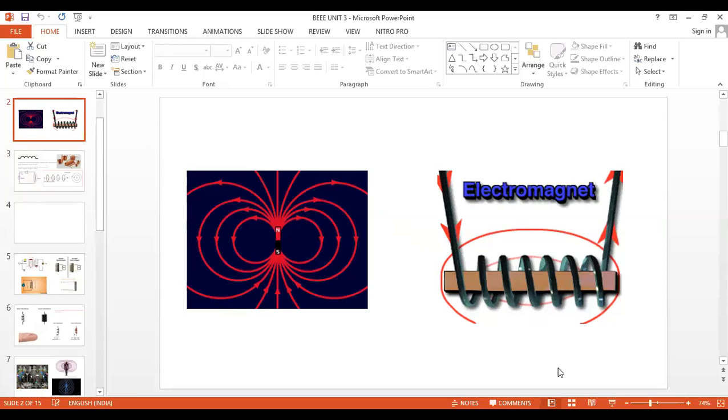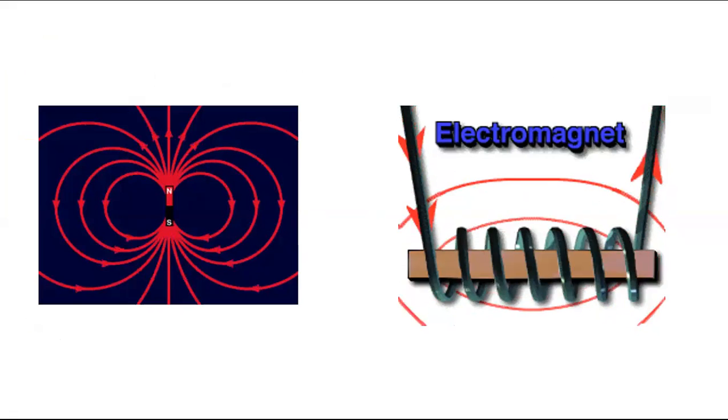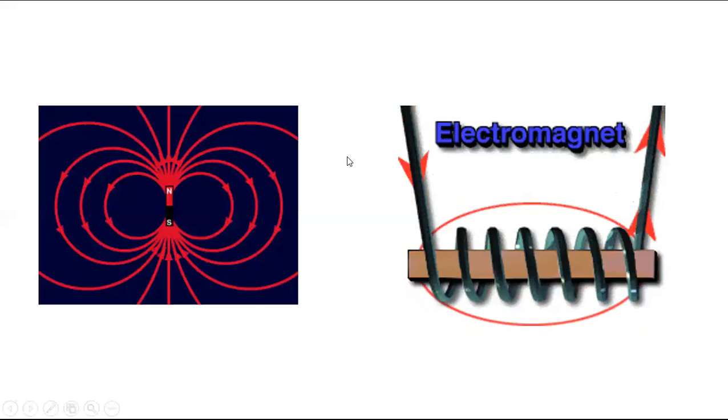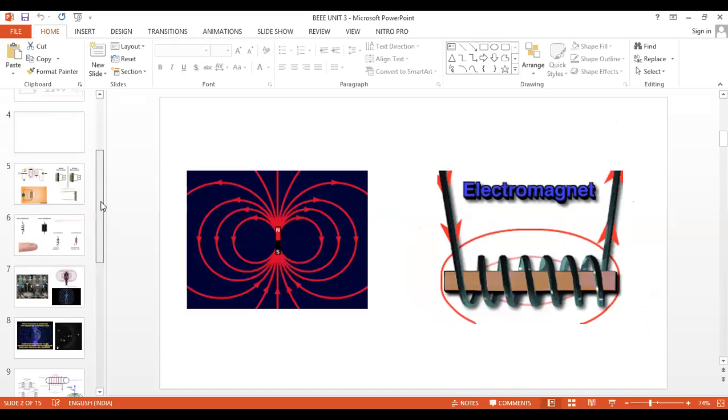So let me try this one. Now you can see whenever current flows through the copper wire which is rotated in the form of circular shape, then maximum magnetic energy is created. I will tell you what is the use of creating maximum magnetic energy.